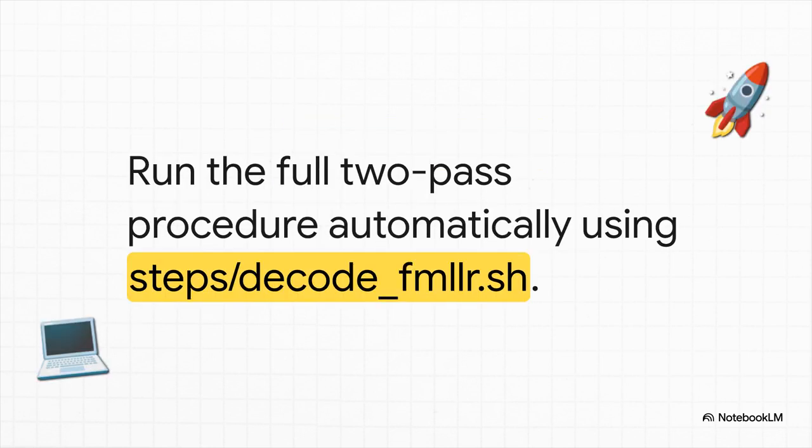And since I want you hitting the ground running today, here's your cheat code. When you actually go into the terminal to run this procedure, you don't have to code these passes manually. You'll just use the built-in Kaldi script steps/decode_fMLLR.sh. That script handles the entire two-pass dance automatically.